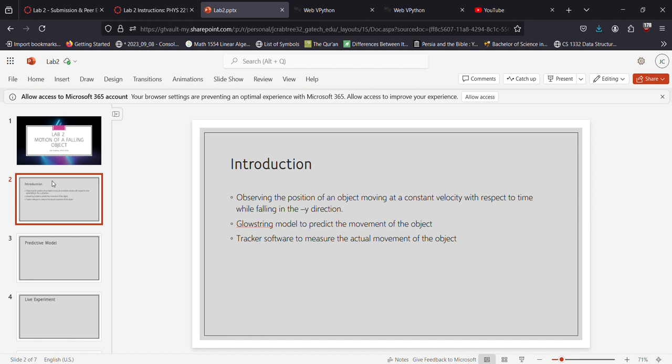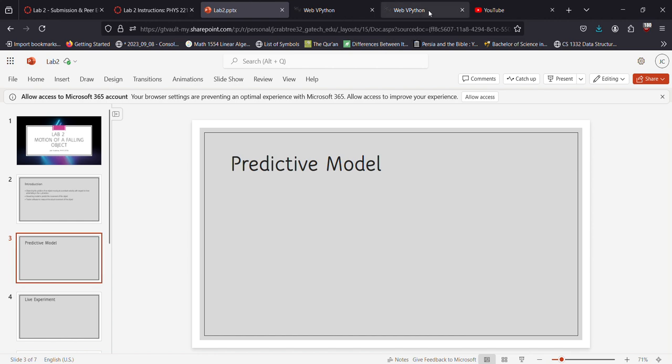We used two GlowScript models to predict the movement of an object. We used one that just accounted for the force of gravity, and another model that accounted for the force of gravity and the drag force acting upon the object. Then we did an actual experiment where we dropped an object and measured its movement in Tracker software. I used a cardboard box, and using its dimensions, I created the two predictive models. Here's the first predictive model.